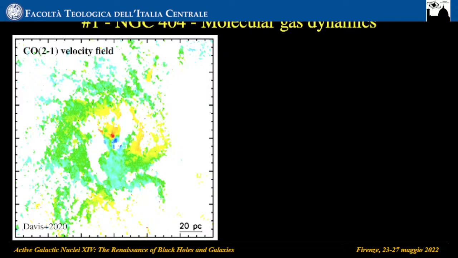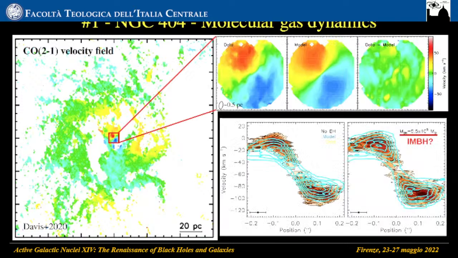So let me zoom in. These are now data at 0.5 parsec. And these are the data. This is our best fit model. These are the residuals, which are essentially just a few kilometers per second. And so we get a black hole mass of the order of 5 times 10^5 solar masses that you may consider an intermediate mass black hole.